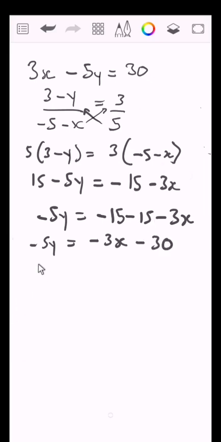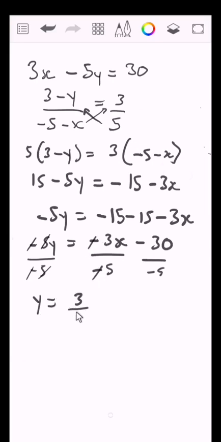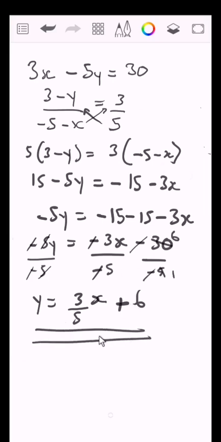We want y to stand alone, which means we are going to divide every term in the equation by minus 5. The minus signs cancel, the 5s cancel, and we are left with y is equal to 3 over 5x plus 6. This is the equation of the parallel line.